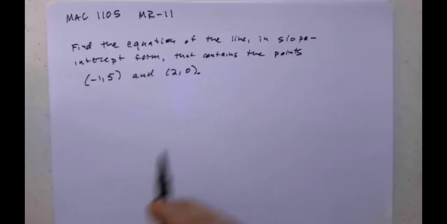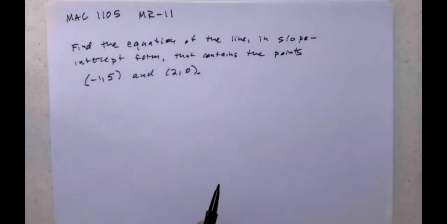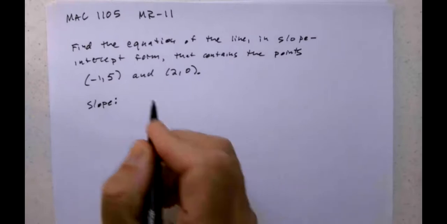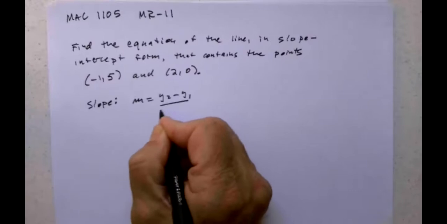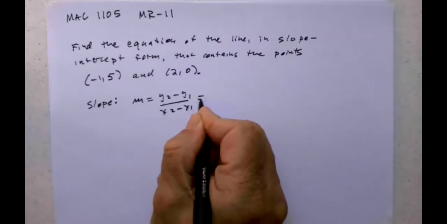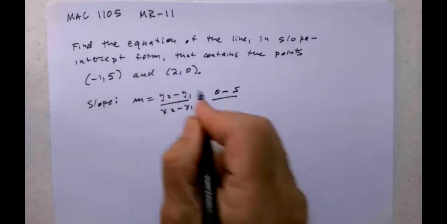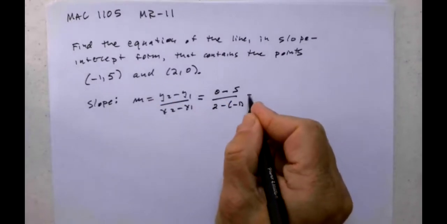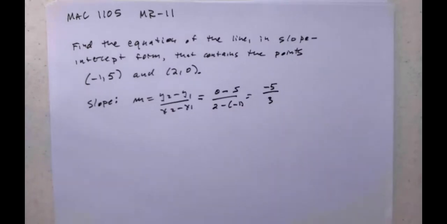This question asks us to find the equation of a line in slope-intercept form that contains the points (-1, 5) and (2, 0). So we first want to find the slope. Most people think the slope is y2 minus y1 over x2 minus x1. So y2, 0, minus y1, 5, over x2, 2, minus x1, -1. So 0 minus 5 is -5. 2 minus -1 is 2 plus 1, which is 3.